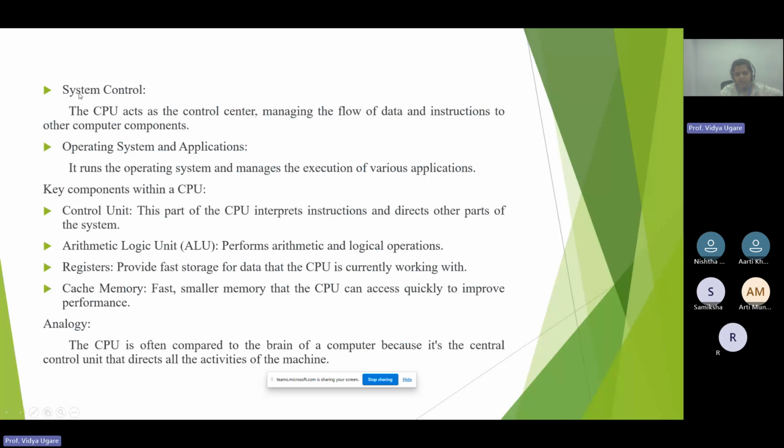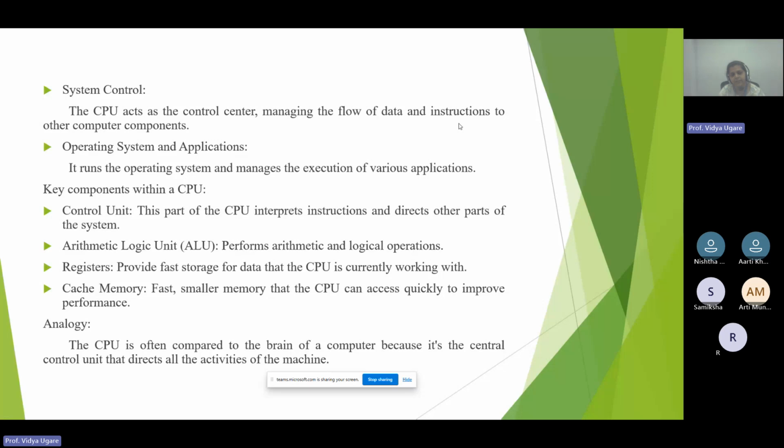It also performs one more important function, that is system control. System control means it manages the flow of every instruction, as I said: where it is coming from, where it is going, and what should be done at what time. Control of every address, every data, and every flow from all the other units is handled by the CPU. And operating system and application is one more.